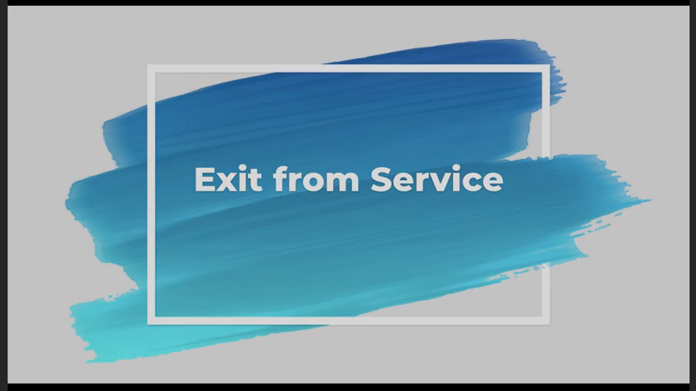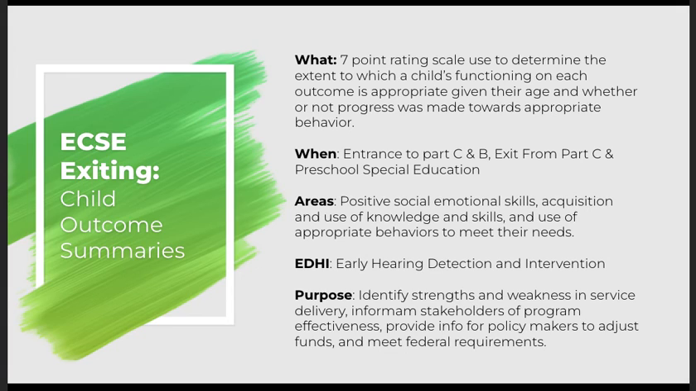Exiting from service. I wanted to put in some specifics about ECSE, because this is a common thing we're using as we're talking about the transition from ECSE into kindergarten. One of the things that we do in exit ECSE is to complete the child outcome summaries. A child outcome summary is a 7 point rating scale used to determine the extent to which a child's functioning on each outcome is appropriate given their age and whether or not progress was made towards that goal.